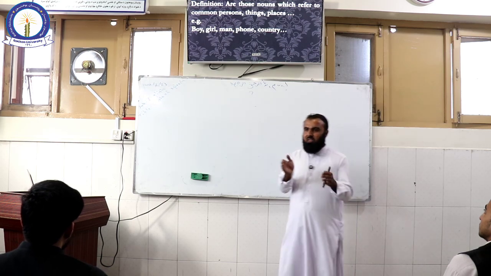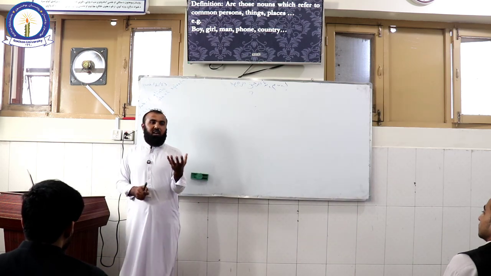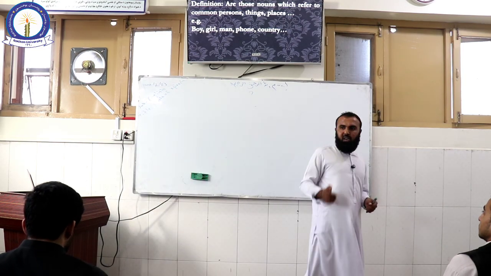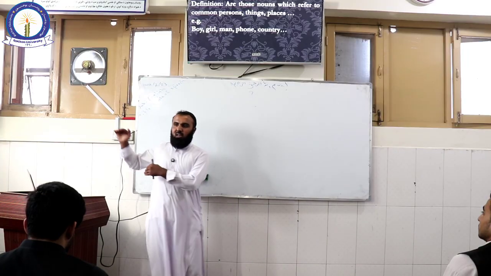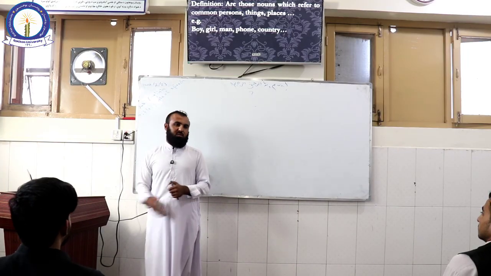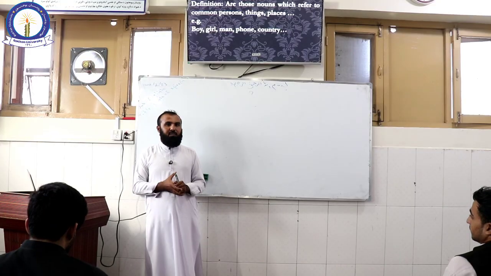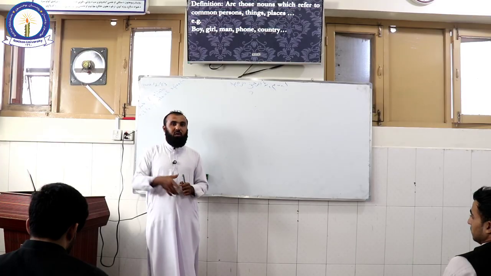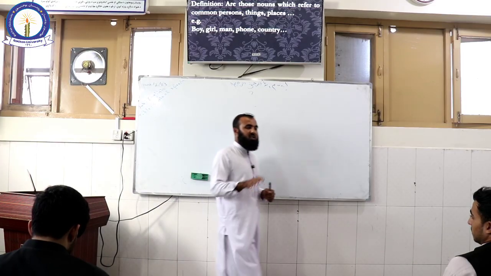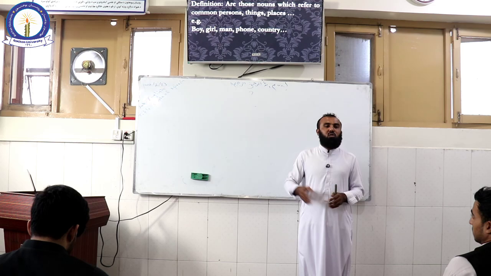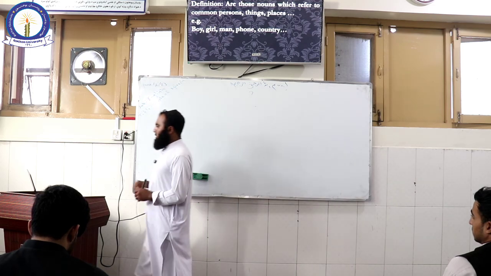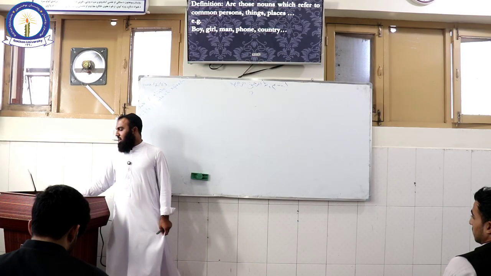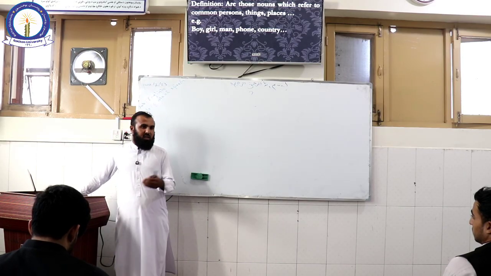We don't have any specific noun for this, so this is called a common noun. Like boy, we can say this is a boy, also this is a boy, and also this is a country. The neighbor countries like Tajikistan, Uzbekistan, and Turkmenistan, and many more all over the world. But when we specify the countries, provinces, districts, students, boys and girls, and etc., they are called proper nouns. Common nouns are those nouns which refer to common persons, things, places, and etc. Like boy, girl, man, phone, country, etc.